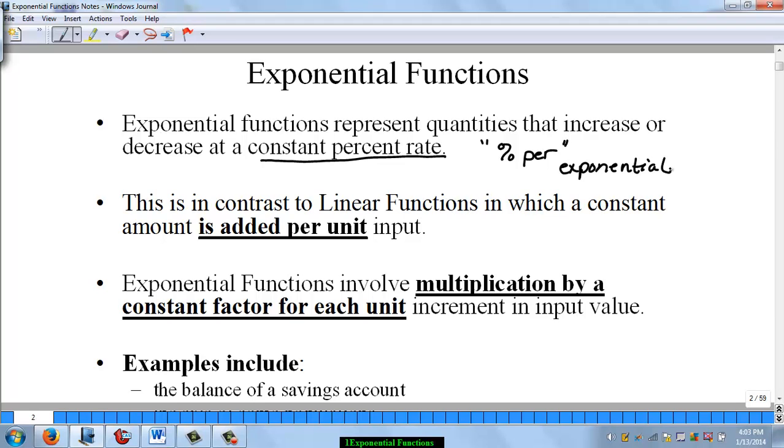Okay? This is in contrast to linear functions in which a constant amount is added per unit. So for example, I would say this is growing 2% per year, and then the next year it grows 2%, and the next year it grows 2%, and so forth. Here I might add a number every year. So this could be like, I'm adding $20 per year. Do you see the difference? This is an actual number that we're doing each time. This is an actual percent.